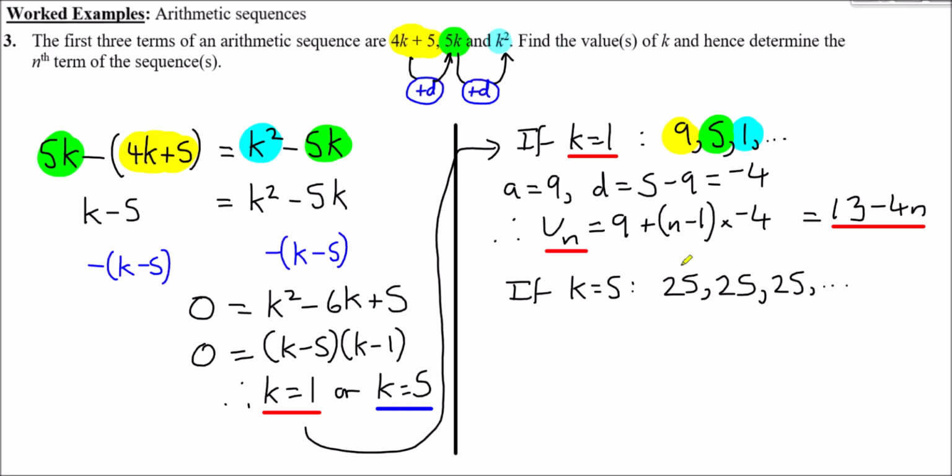Now, this might throw you off slightly. This is like, is this a sequence? Well, actually it is. It might be one of the world's most boring sequences, but it is an arithmetic sequence because it has a common difference from one to the next. The common difference here just so happens to be 0. So in this case, A is 25, first term 25, common difference is 0. So in this particular boring case, you could have that un is just 25 each and every time.